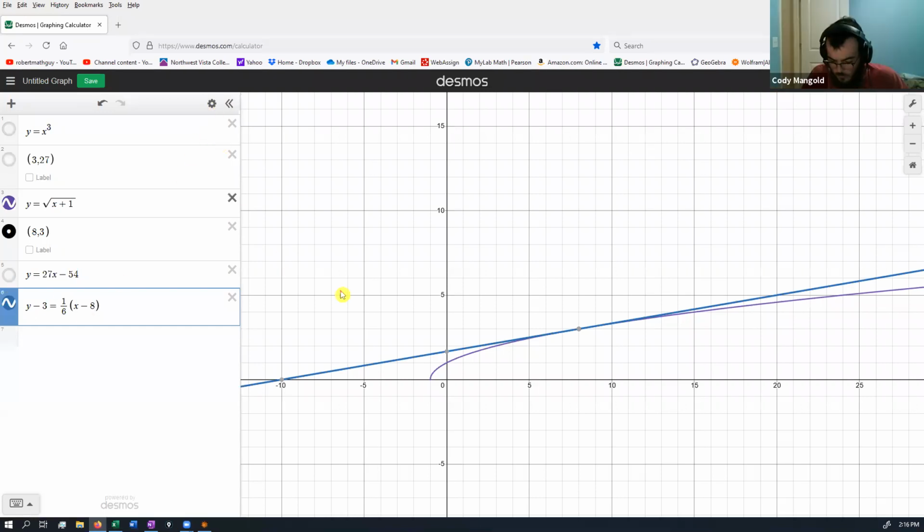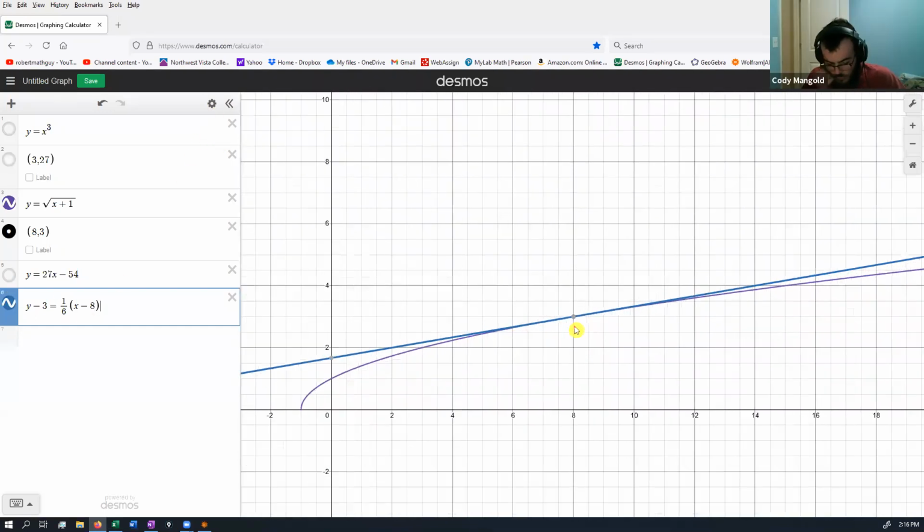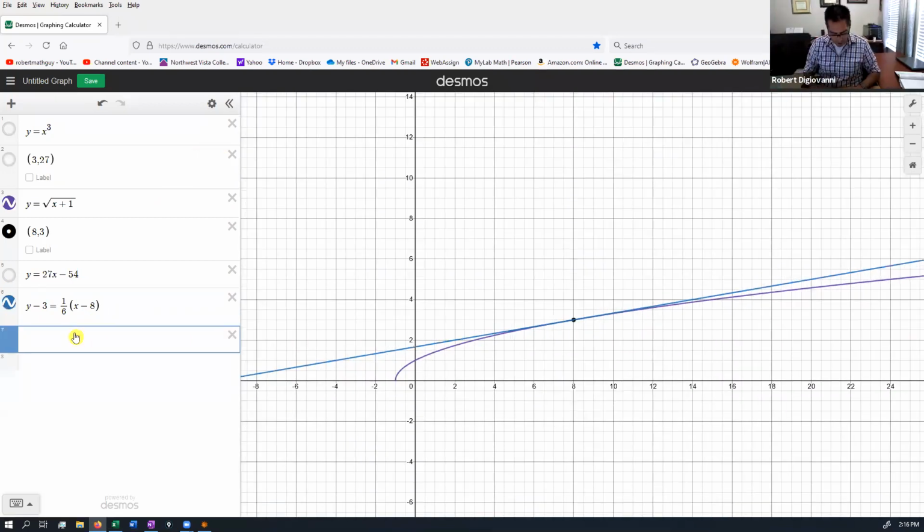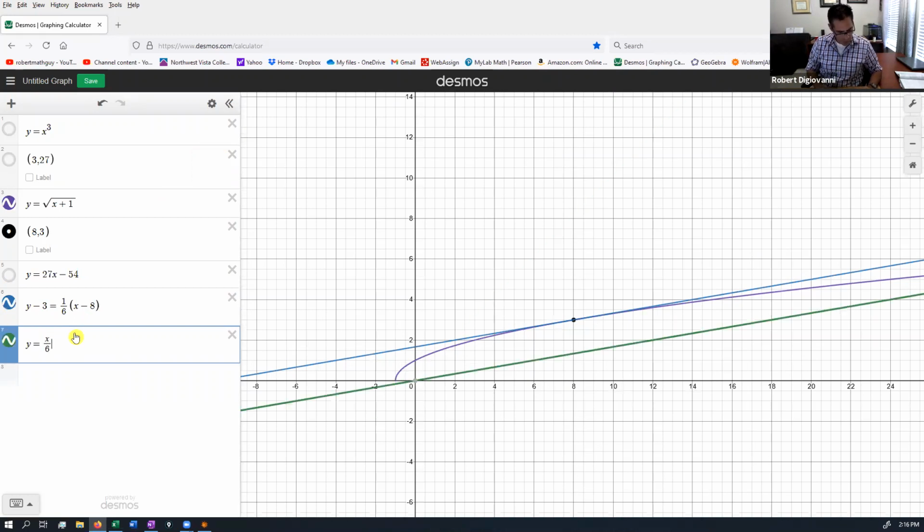So the final answer, the equation would be y is equal to 1/6x plus 5/3. Plus 5/3. Is that what you got? That's what I got. Yes, sir. Yeah, no, that's right. So 1/6 x plus 5/3.